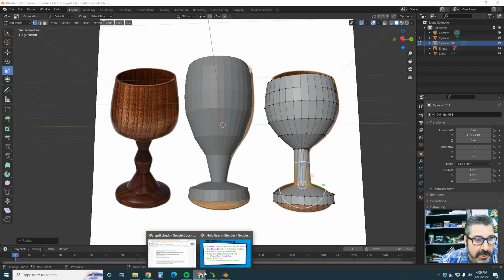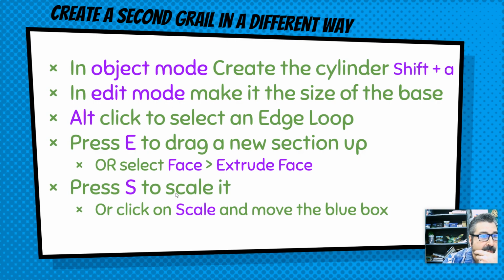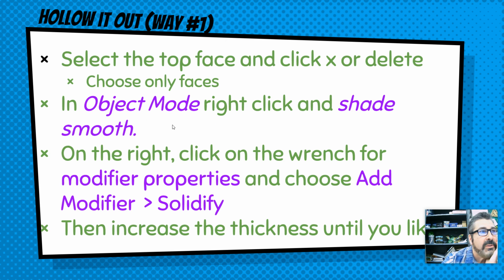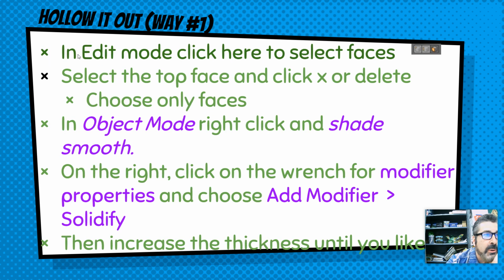Now, let's go back to our spiel here. All right, so, yep, we did all this. Okay, so now we're going to hollow it out. So we're going to select the top face and click X or delete and choose only face. Okay, so here's what we're going to do now. We're going to hollow the thing out to make it so it's not just a big blob.